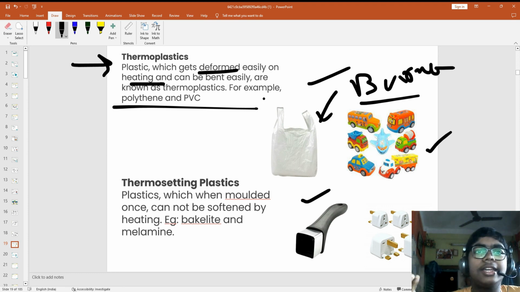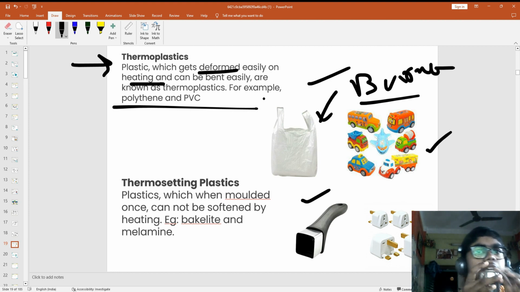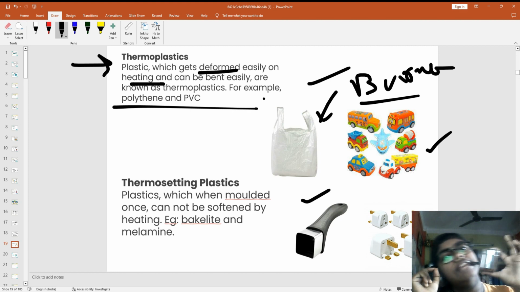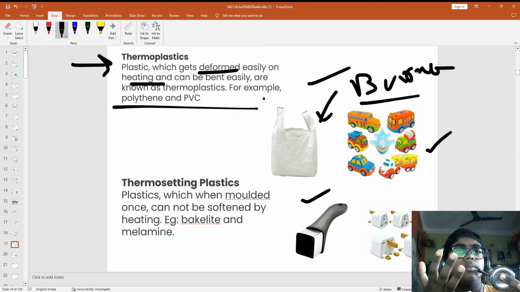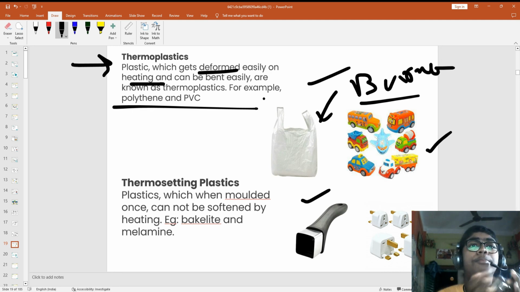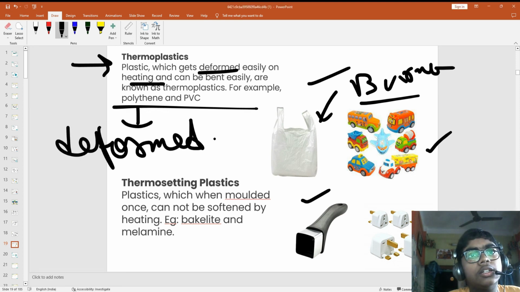When we heat them, they get easily deformed. Means if this is a plastic, maybe you think this is not a plastic, maybe it is a metal. But if this is a plastic and we are heating it, and it gets deformed into another shape and can be bent easily, then it is known as a thermoplastic. Simply, a plastic which can be deformed on heating is known as a thermoplastic.